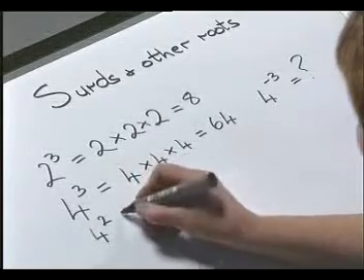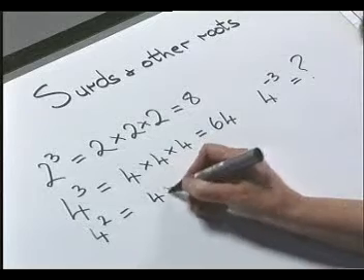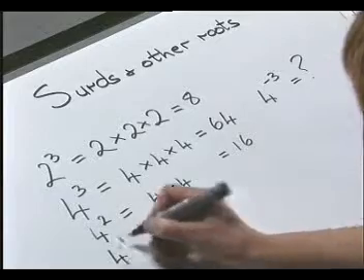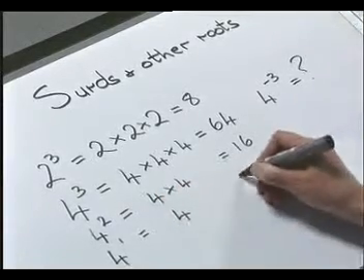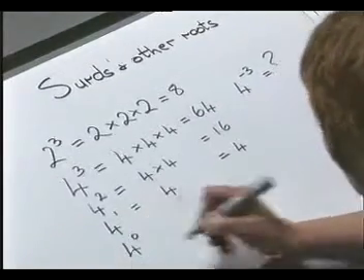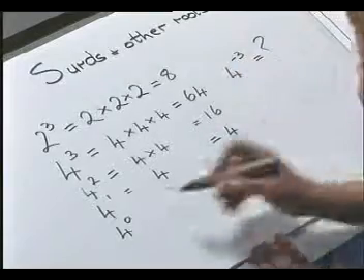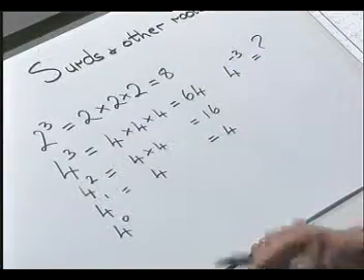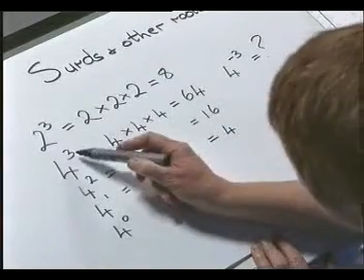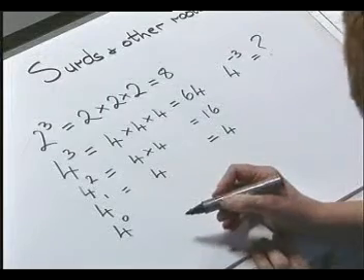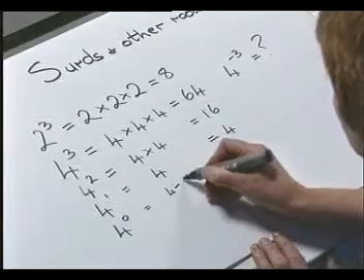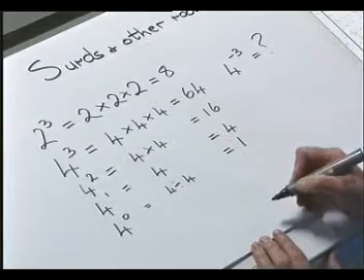4 squared equals 4 times 4, and that equals 16. 4 to the power 1 is 4. And 4 to the 0, well, if we look at our pattern in our calculations, we are dividing by 4 each time, and the index, our power, decreases by 1. So 4 to the 0 must be 4 divided by 4, which equals 1.